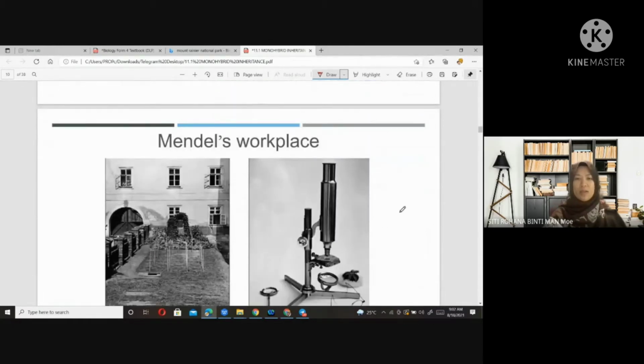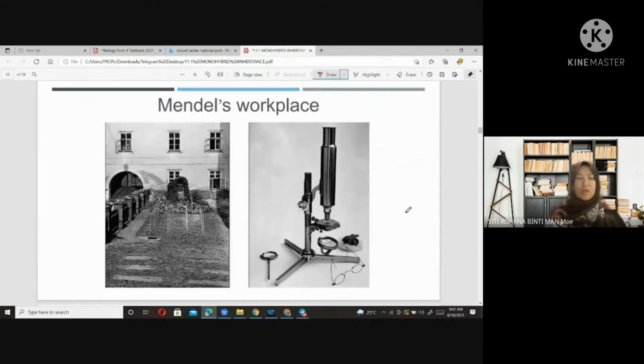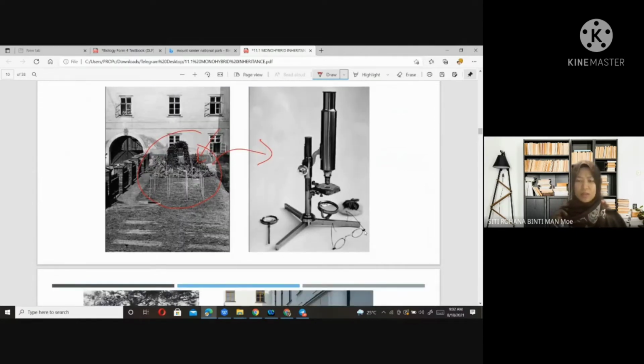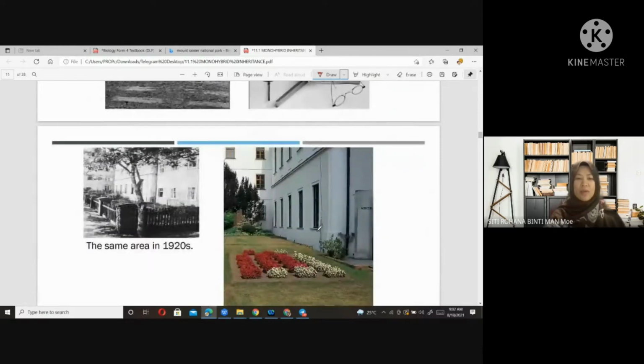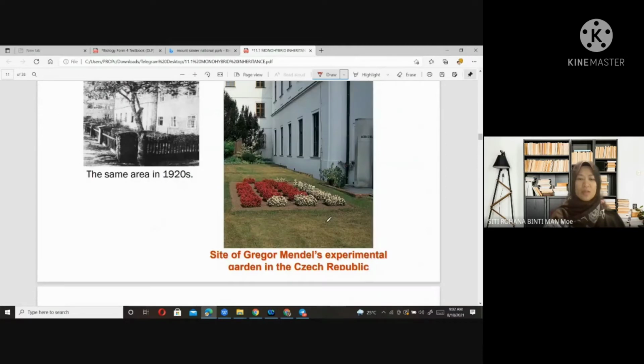Okay, this is the Mendel's workplace. Nampak? Kebunnya kecil saja dia buat eksperimen dalam makmal. Ini kebun bagi garden pea plant. So ini antara device ataupun apparatus used by Mendel to carry out experiment. Nampak ni same area in 1920s. Ini contoh yang sekarang lah, site of Gregor Mendel dekat Republic of Brest.